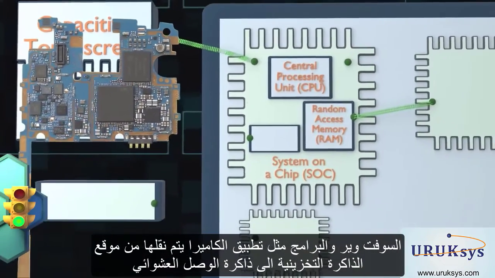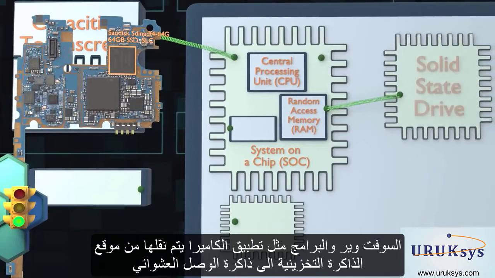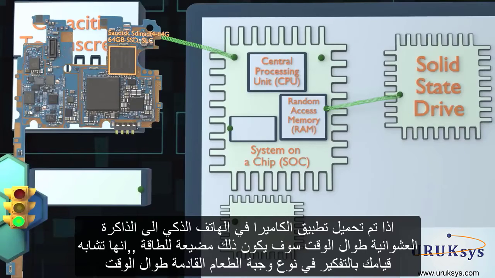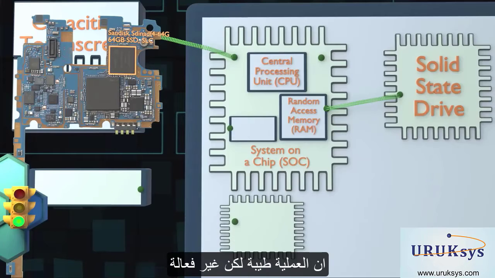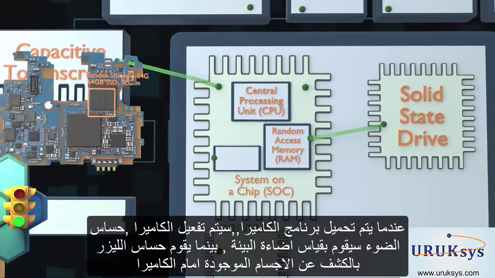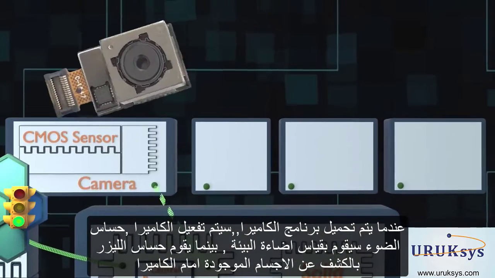Software and programs such as the camera app are moved from the smartphone's storage location, which in this case is a solid-state drive, and into the random access memory. It would be wasteful if your smartphone always had the camera app loaded into its active working memory or RAM. It's like if you always thought of what you were going to eat at your next meal. It's tasty, but not efficient. Once the camera software is loaded, the camera is activated.